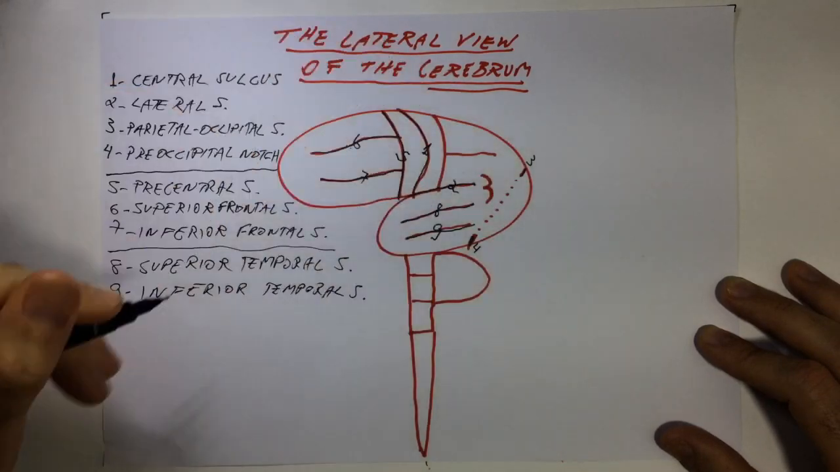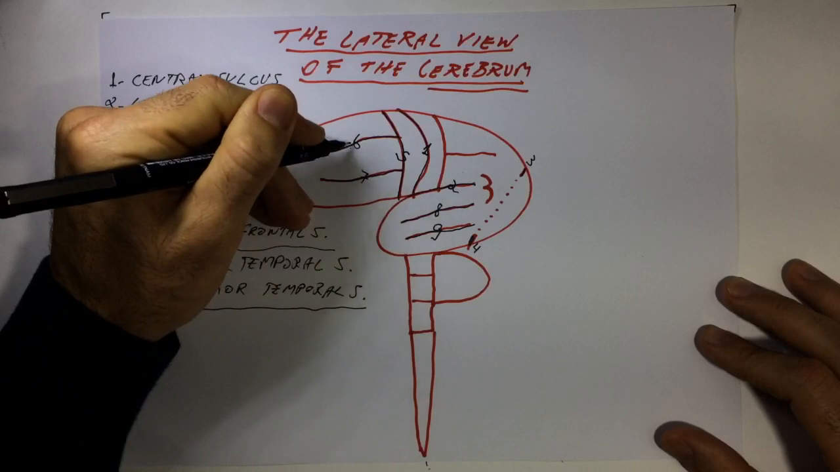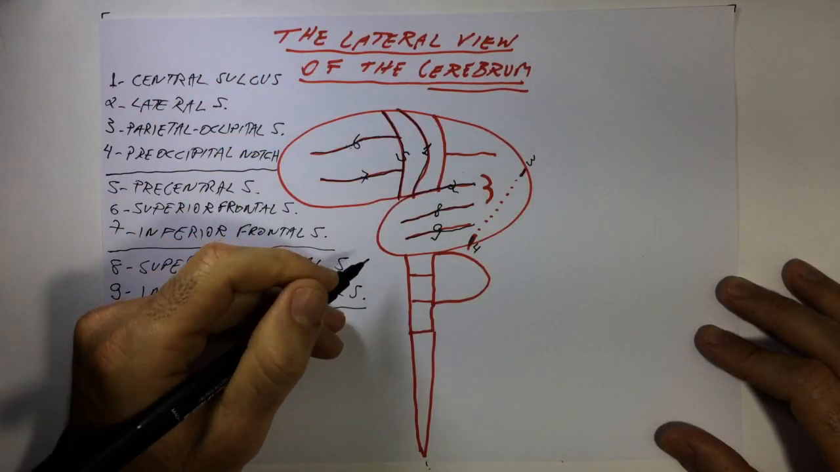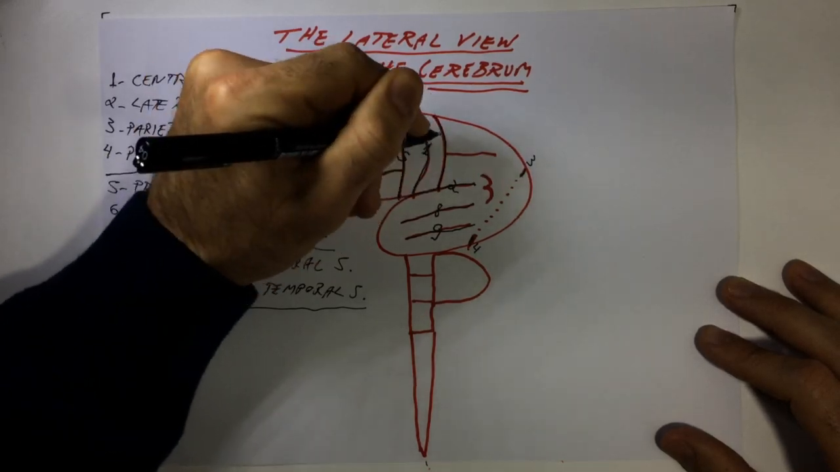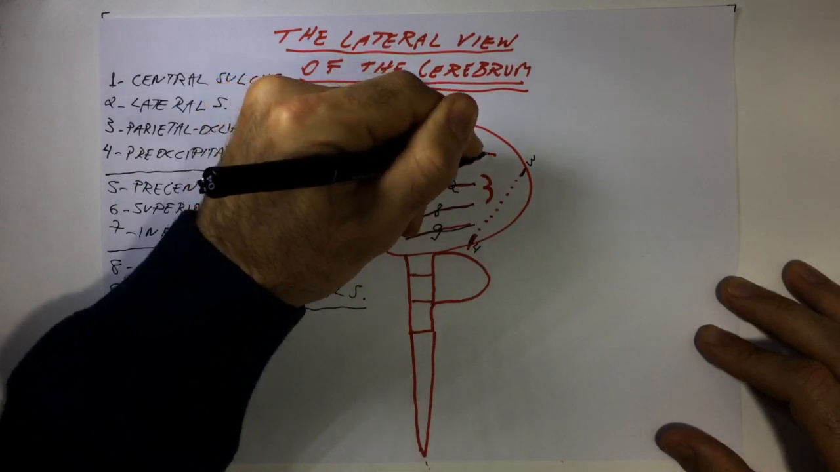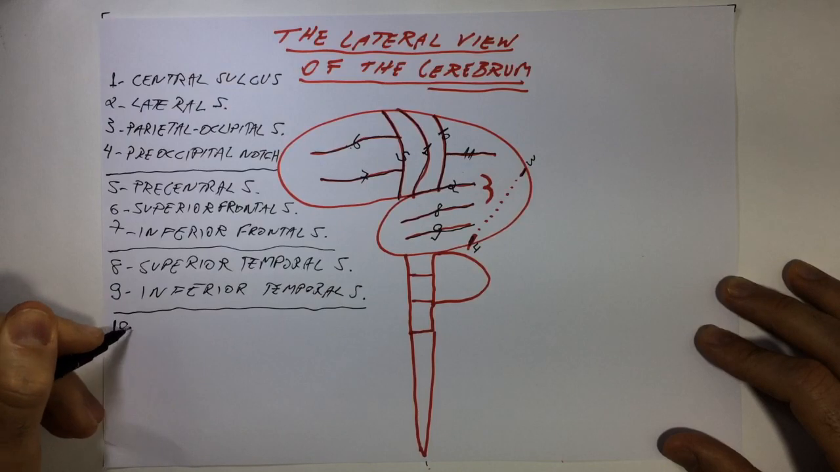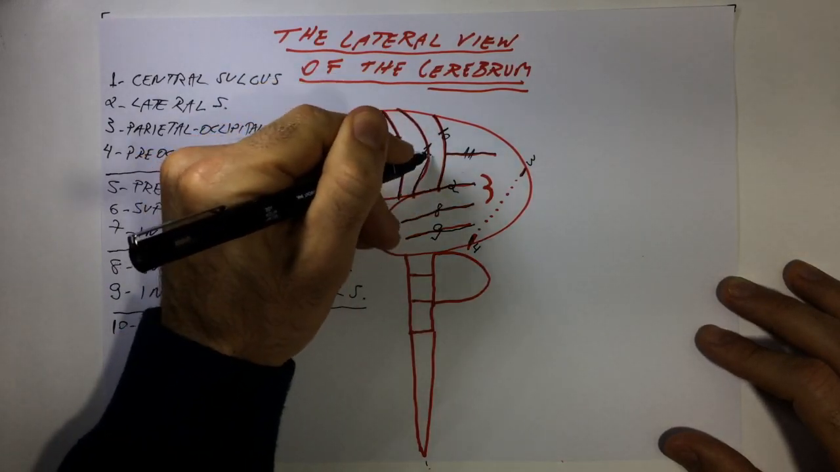Here in the parietal lobe, we have a different situation because we don't have superior and inferior, we just have one in the middle. So we have one sulcus here, that's going to be 10, and this one here in the middle, 11. So 10 would be number 1, central sulcus.